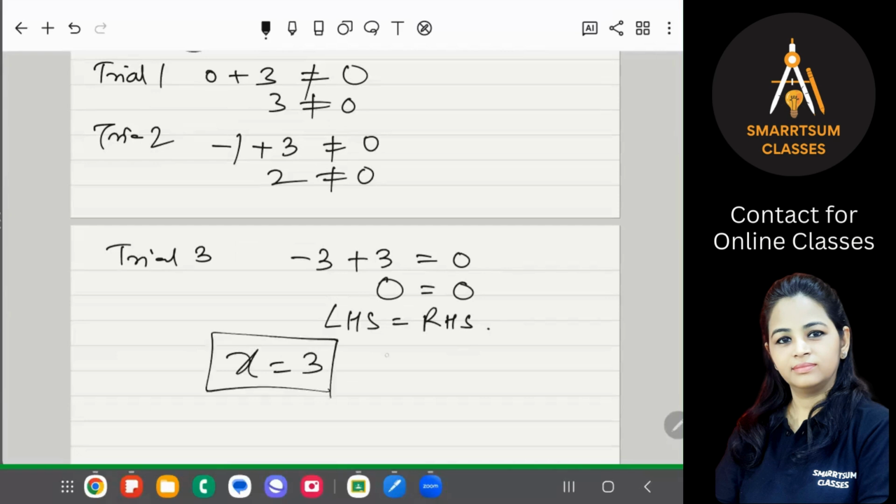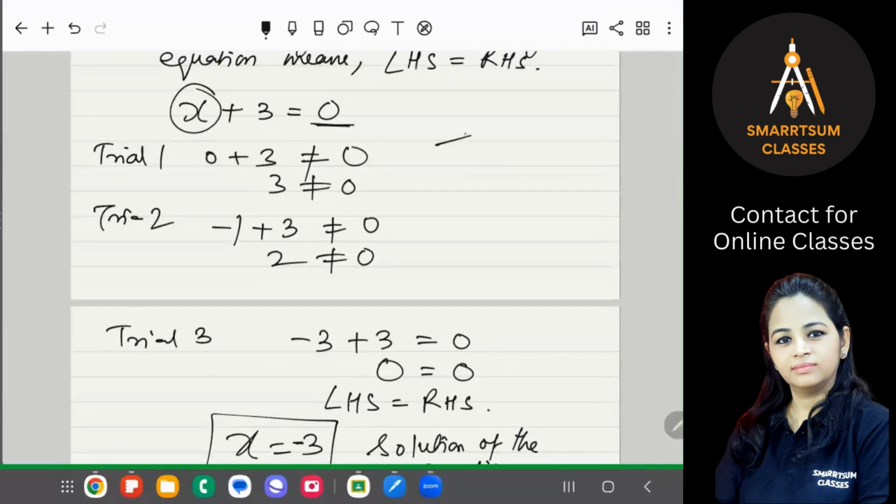So what is the solution of the equation? X is equal to minus 3. So x equal to minus 3 is the solution of the equation. Right? So in this way, we can find the solution of the equation. And this method is called trial and error method or hit and trial method. You are trying and getting the error, means not getting the right answer. Then you keep on trying by putting different values of x, and you will find that particular value with which your LHS and RHS are same. Is that clear? So this is called trial and error or hit and trial method.